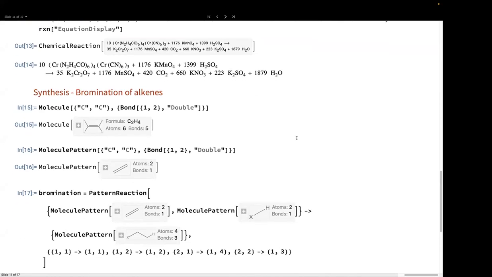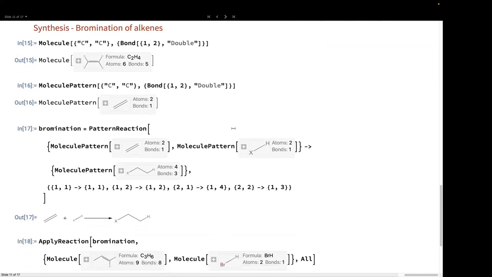We can also have representations for functional groups, like here is an alkene. Here's the functional group for an alkene, just a carbon-carbon double bond. Here's an actual alkene. And then we can define something called a pattern reaction where we're going to brominate, or in this case, potentially halogenate across the double bond. So we define a double bond and an HX going to form a single bond molecule where the HX has been added across the double bond.